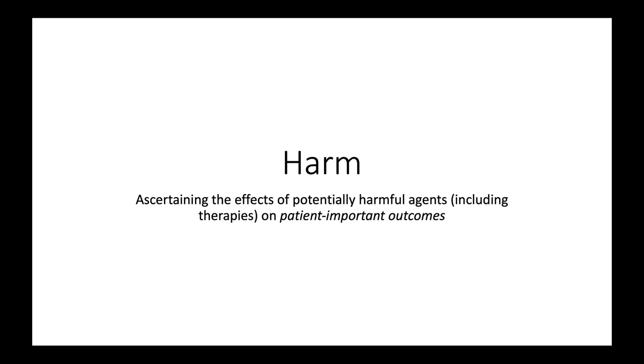Questions on harm help you ascertain the effects of potentially harmful agents, including therapies, on patient-important outcomes. In these types of questions and studies, you may be interested in seeing certain consequences of being exposed to something that may be harmful. For instance, patients who live next to nuclear power plants may have higher rates of cancer, or patients who consume certain types of medication may have certain types of side effects, such as arrhythmias or kidney failures. In these cases, we wouldn't necessarily call them interventions. We call them exposures because we want to see if a certain exposure is associated with certain outcomes.